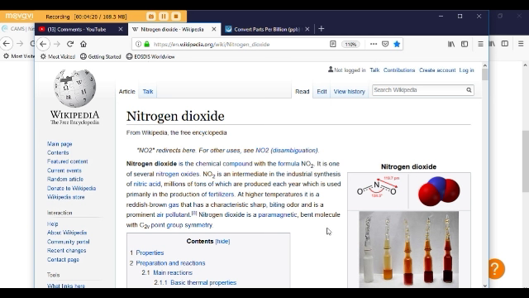So nitrogen dioxide, this is from Wikipedia, or NO2, is the chemical compound with the formula NO2. It is one of several nitrogen oxides. NO2 is an intermediate in the industrial synthesis of nitric acid, millions of tons of which are produced each year, which is used primarily in the production of fertilizers. At higher temperatures, it is a reddish-brown gas that has a characteristic sharp biting odor and is a prominent air pollutant. Nitrogen dioxide is a paramagnetic bent molecule with C2V point group symmetry.